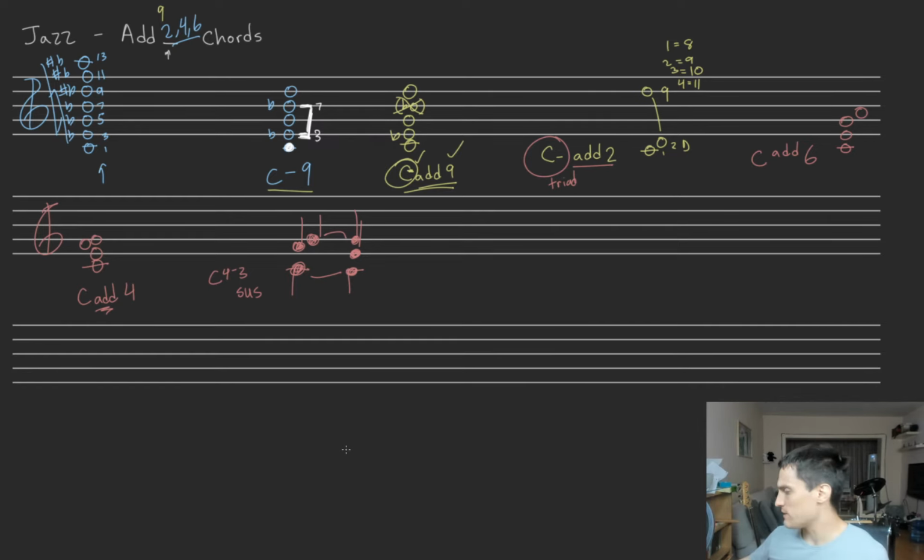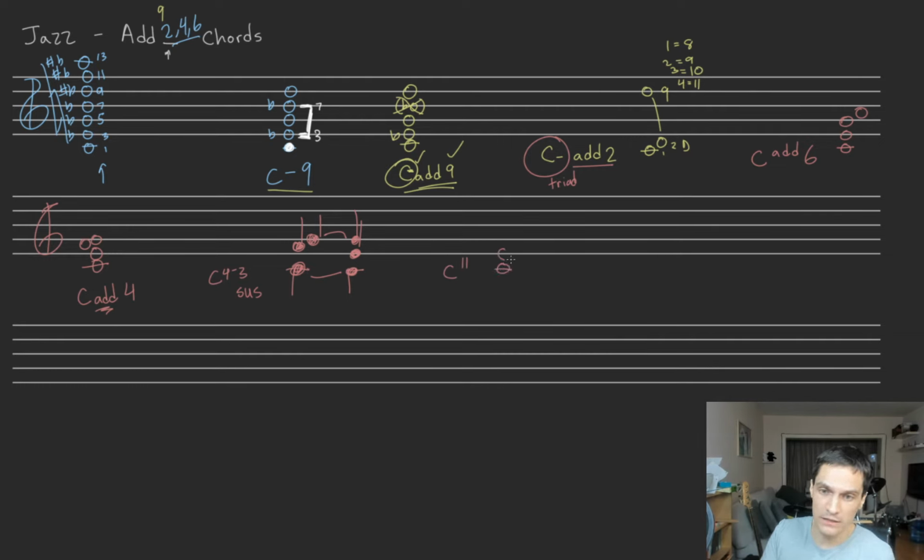C add 4 is C, E, F, G. And the C sus 4 has the C, F, G. And it changes to C, E, G. Right? Slight difference, slight difference. And then you have a C11, and you could spell it like this.